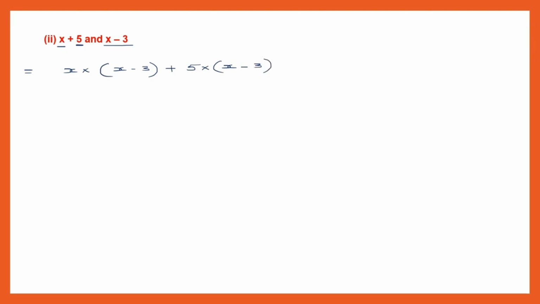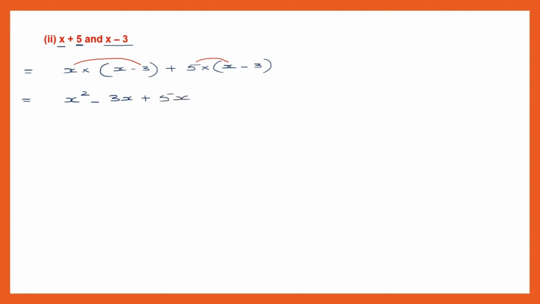Now we multiply x into x first. So x into x is x to the power of 2. So we finish multiplying that. Now we multiply x into minus 3. So the sign will be minus and x into 3 will be 3x. Plus, let's go to the next one. So here we multiply 5 into x. So 5 into x will be 5x.